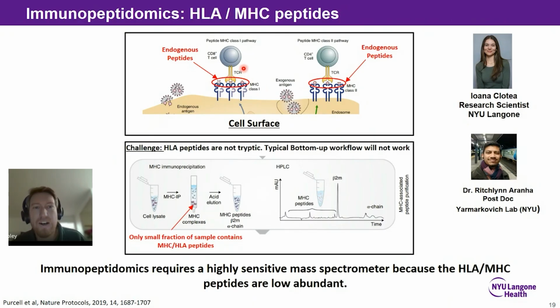So again, these are endogenous peptides. The challenge really here is in the sample prep. You can't do a typical bottom-up workflow where you reduce, alkylate, and digest, because then your tryptic peptides are going to interfere with your endogenous peptides. So you have to do a special sample prep here. And the problem is that it's very inefficient, where you get massive sample loss, and your MHC and HLA peptides are only a small fraction of that actual sample.